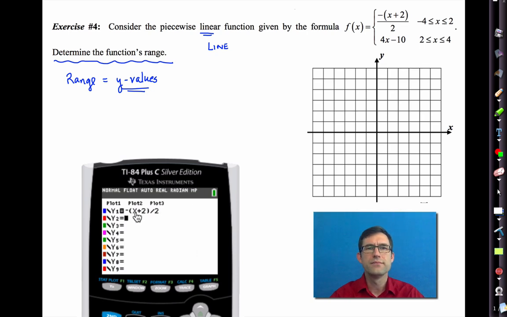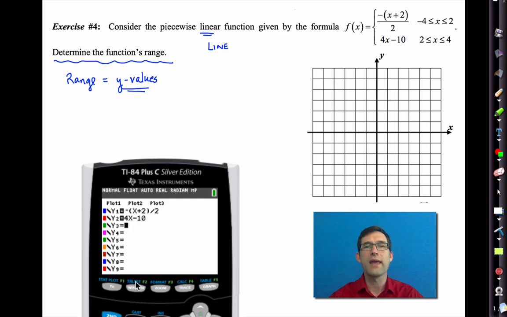Now let's go down to y2. I do want to emphasize there's only one function here, but we're going to put them in y1 and y2 to help us out. So now in y2, maybe a little bit easier, let's do 4 times x minus 10. Check over our formula, make sure it's right. Now we have to create a table of values for this, and we want to watch which formula we use. The first formula we're going to be using from -4 to 2, and the next one from 2 to 4.